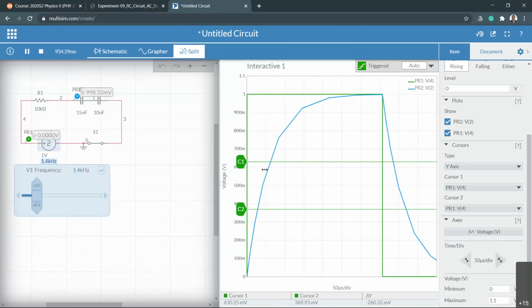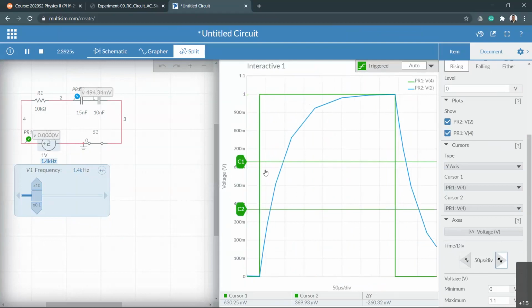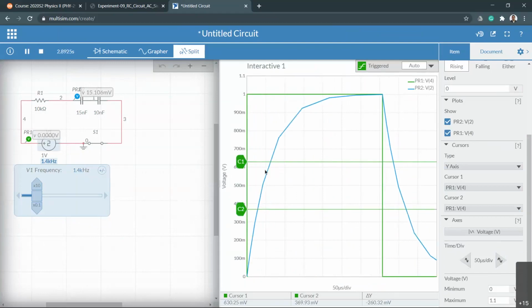Okay. You can see what I'm talking about here is the units showing on the x-axis on the graph, and the units on the time per division on the right hand side, between these two arrows. Okay, so those two numbers should match each other, otherwise we may be reading the wrong values on the x-axis when we get the cursors.